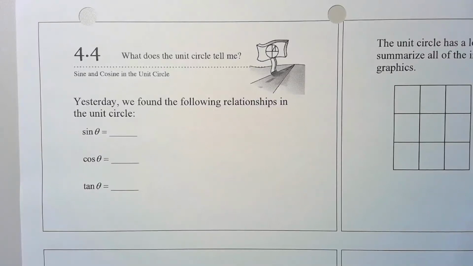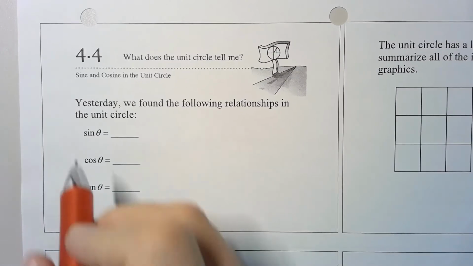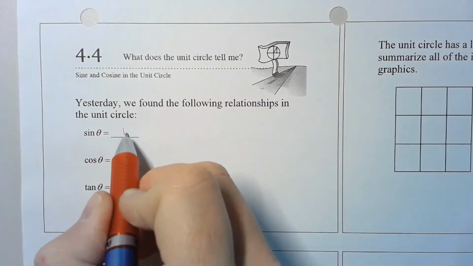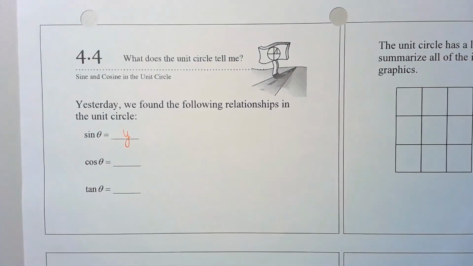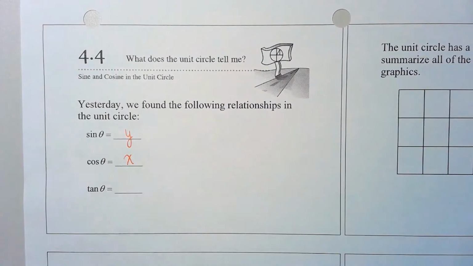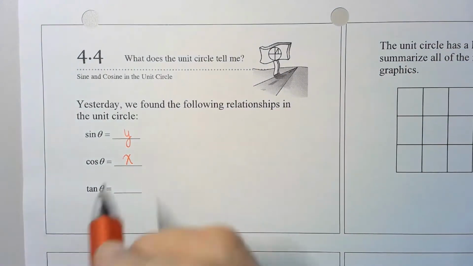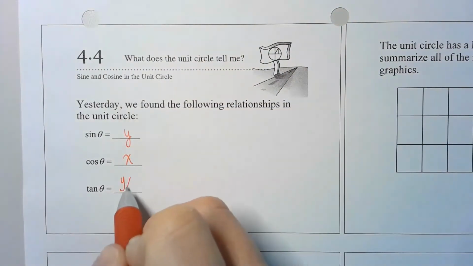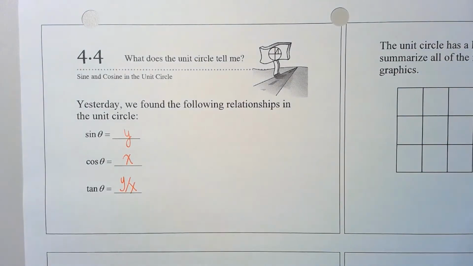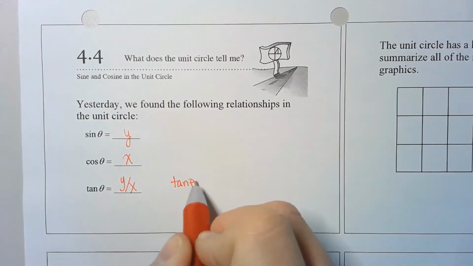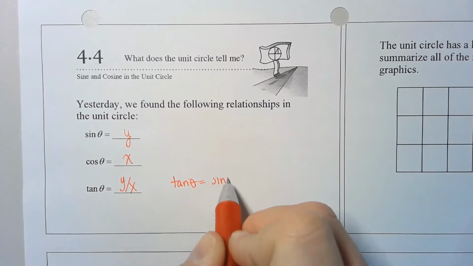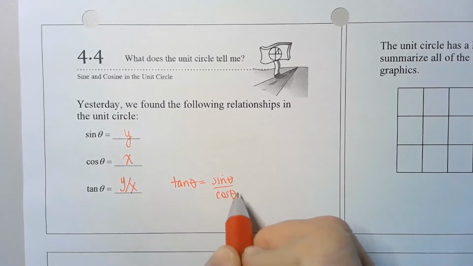All right, in section 4.4, we're continuing our discussion of what the unit circle tells us. What information can we get from it? Yesterday we found these relationships in the unit circle. The sine of an angle can be found by looking at the y-coordinate of the point. The cosine of the angle is equal to the x-coordinate. And the tangent is equal to y divided by x. We also said, by the way, tangent of theta is equal to sine theta over cosine theta.